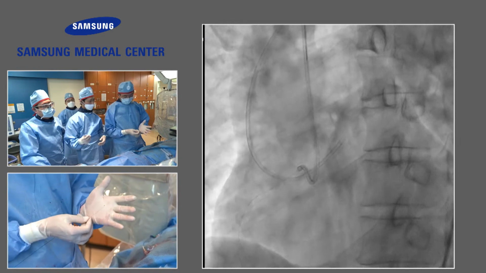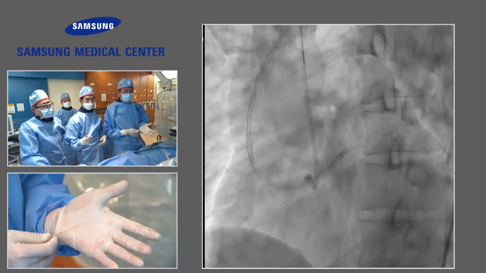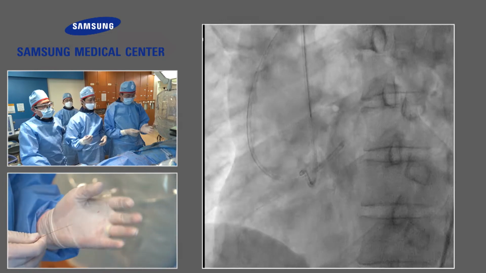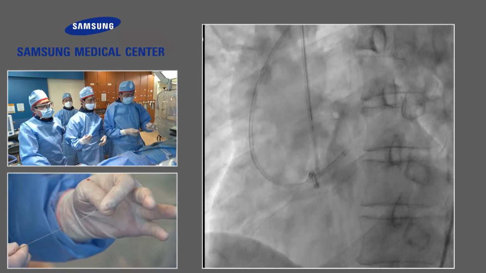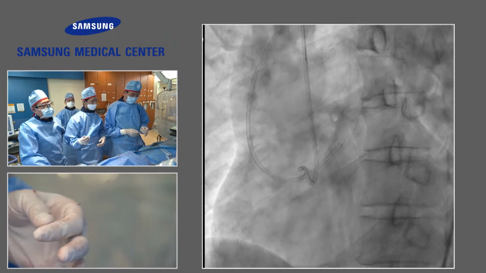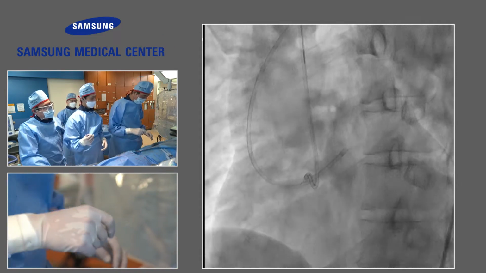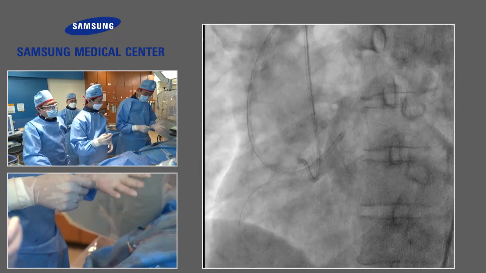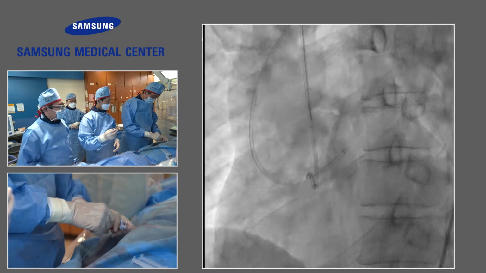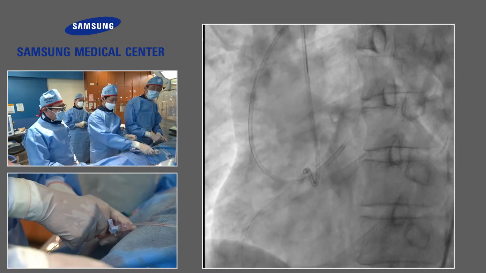This looks like a usual balloon. The wire is up to here. You can see that? Up to here, and there is no hole inside. Actually, it's under development. There are a lot of things to be further developed. So this is the first time I use it. This is a commercial from Samsung Medical Center.